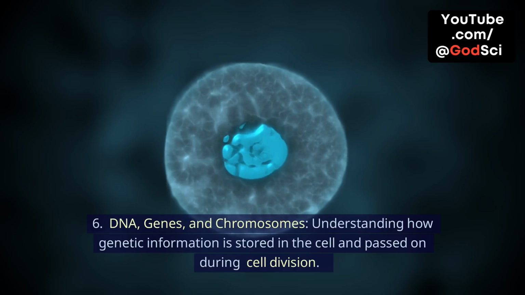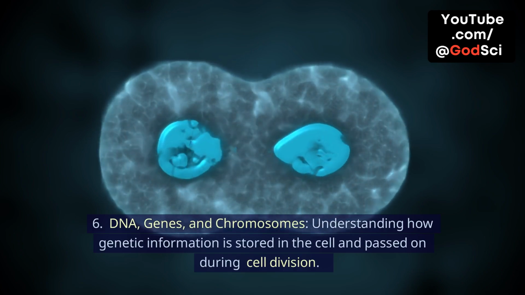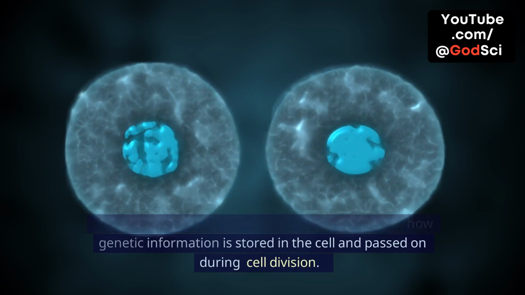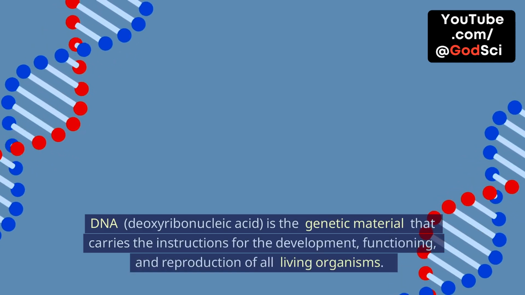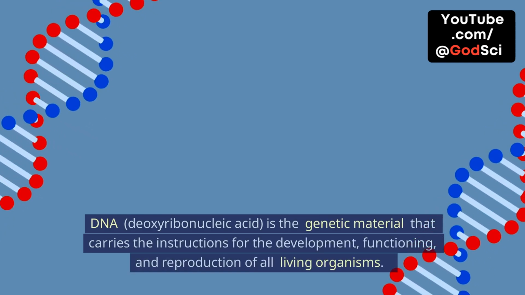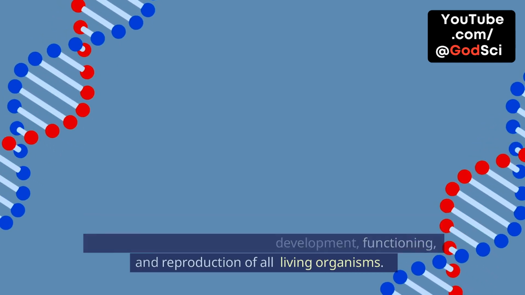6. DNA, genes, and chromosomes. Understanding how genetic information is stored in the cell and passed on during cell division. DNA, deoxyribonucleic acid, is the genetic material that carries the instructions for the development, functioning, and reproduction of all living organisms.